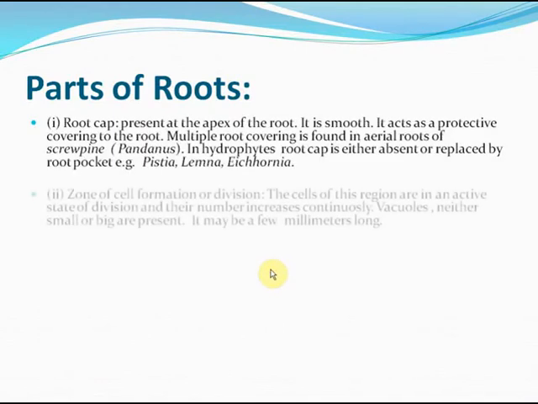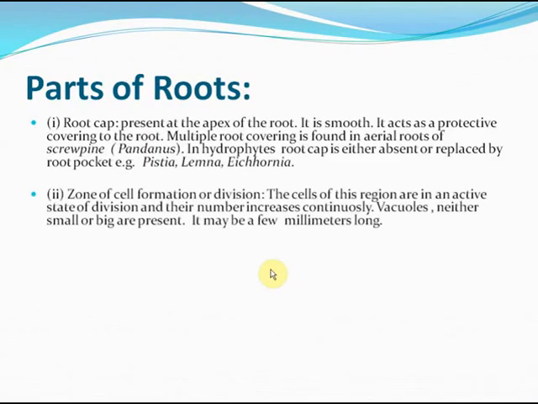Parts of the roots. Root cap is the first one to be discussed, which is present at the apex of the root. It is smooth and acts as a protective covering to the root. Multiple root caps are found in the aerial roots of the screw pine. In hydrophytes, the root cap is either absent or replaced by the root pocket. Examples are Pistia, Lemna and Eichhornia.